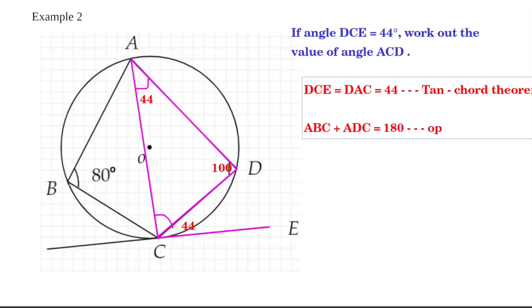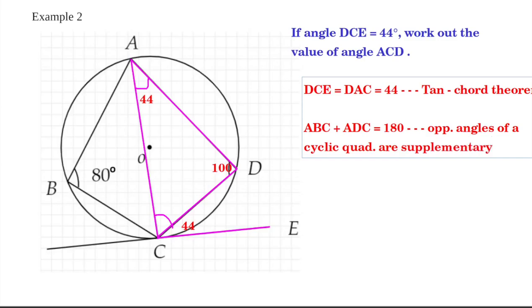What's the reason for this one? Opposite angles of a cyclic quadrilateral are supplementary, that is, they add up to 180 degrees. Now ABC is 80 degrees plus ADC, this is 180. If you subtract 80 from both sides, you are going to get that your ADC is equal to 100 degrees.